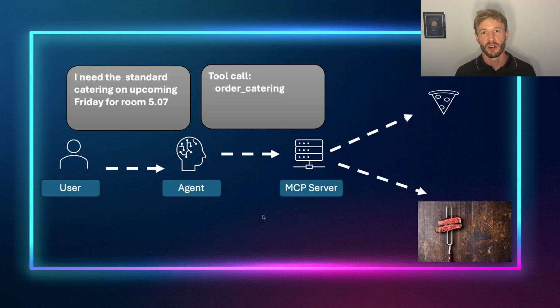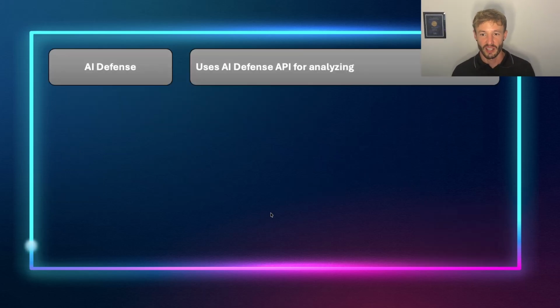Now, how does the MCP scanner do this? We have several possibilities. First and foremost, we can leverage the AI Defense subscription from Cisco. You put in the API key and you have the latest threat intelligence. Sure, it's a paid subscription, but if you are using this in your production environment, I highly recommend using it.